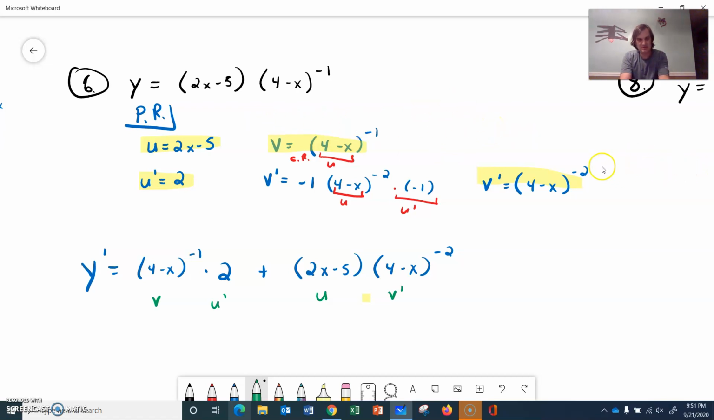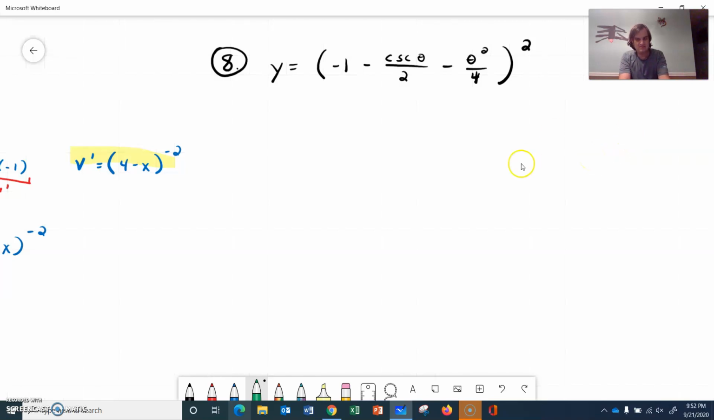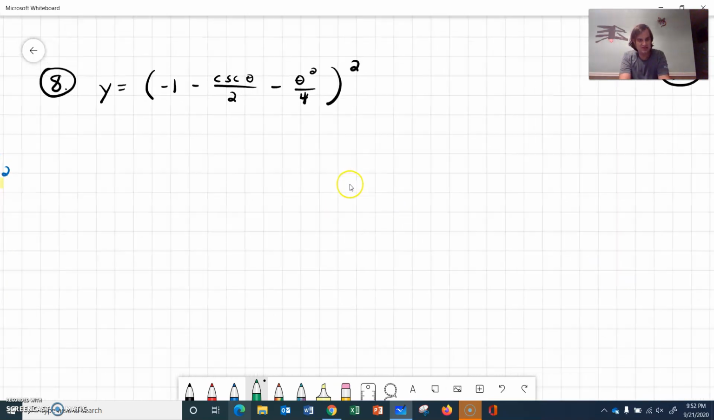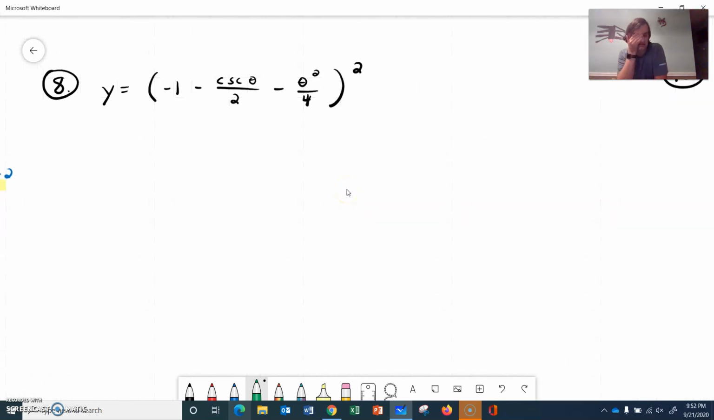Having some slow things happen here. Number 8. Big old quantity of negative 1 minus cosecant divided by 2 minus theta squared over 4, and all of that is squared. So the first thing I'm going to do is rewrite it.